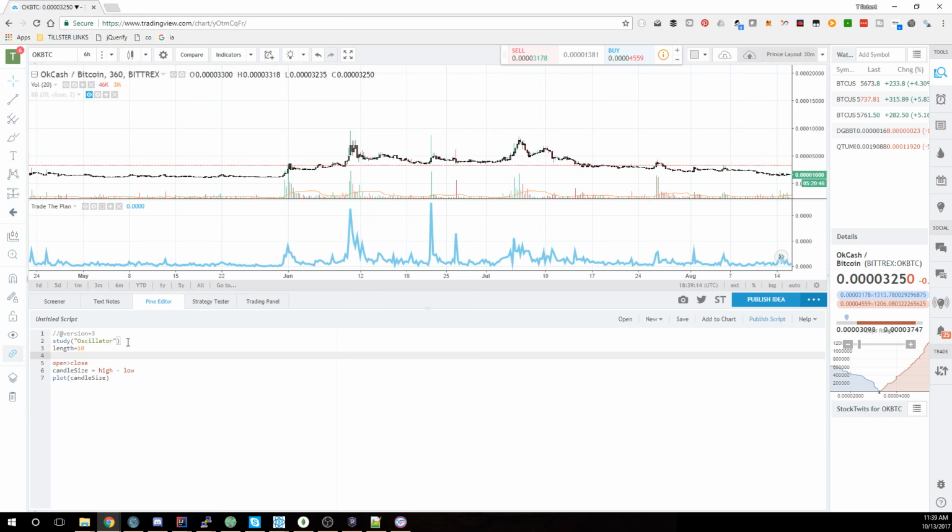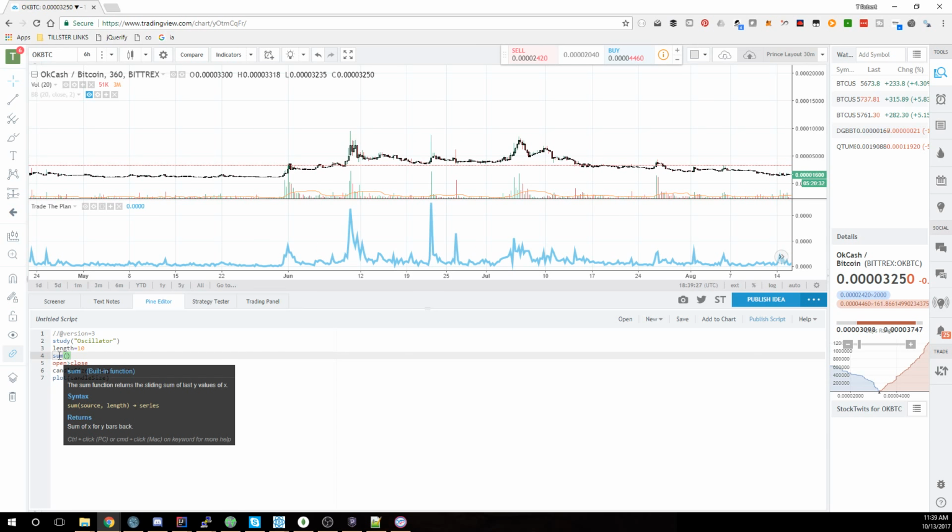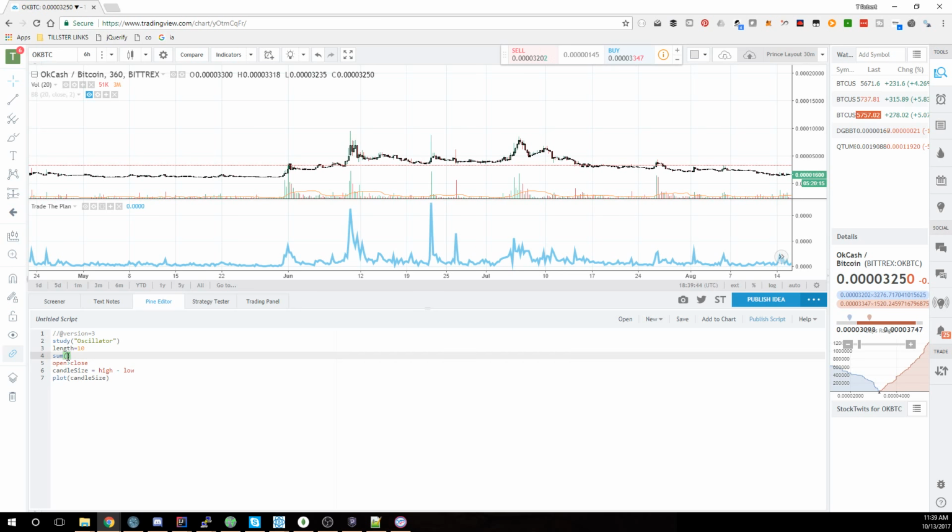Okay? Then we want to use a built-in operator for summing things. Again, if we mouse over this, we can pull it up. The sum function returns the sliding sum of the last y values of x, where you take the source and the length and it returns the series. It returns the sum of x for y bars back.